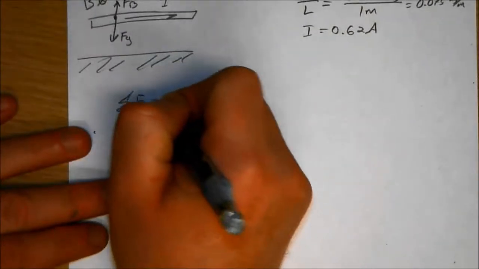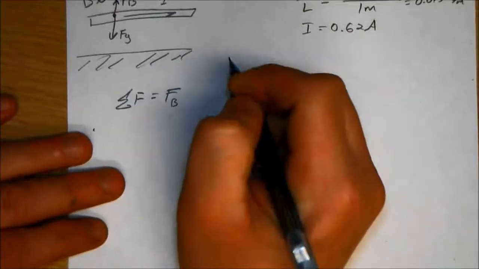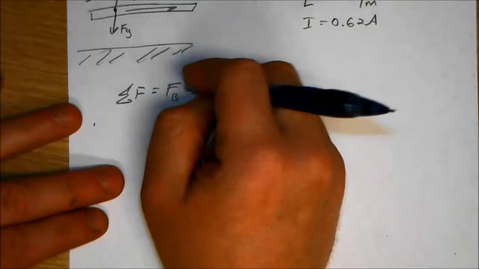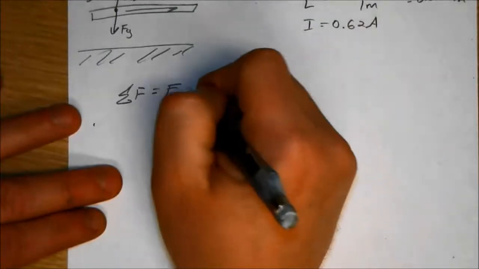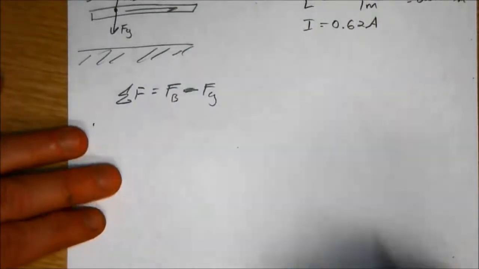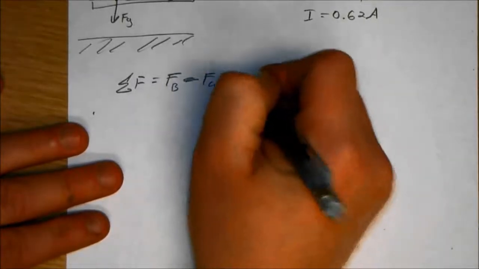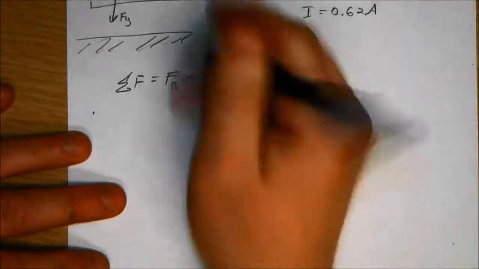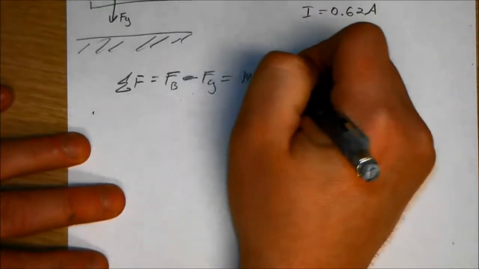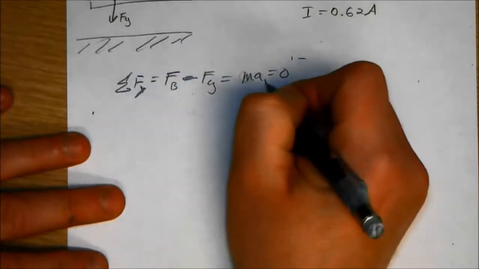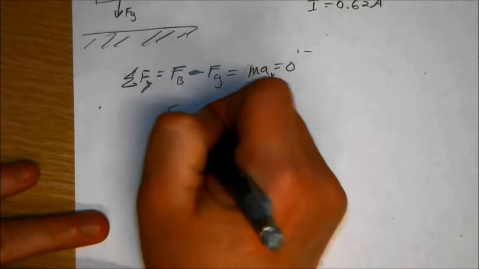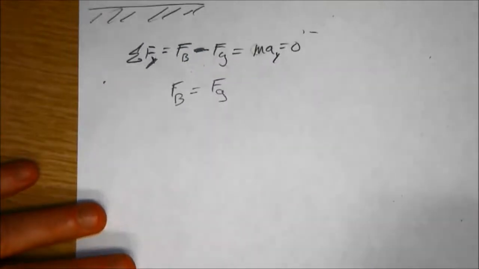So the sum of all the forces is just the magnetic force working upwards minus the force of gravity, which works downward. It's floating there, so they sum to 0. Or to be complete, you could write mass times acceleration equals 0, and this is in the y direction. Nothing's happening in the z direction. So the magnetic force equals the gravitational force.